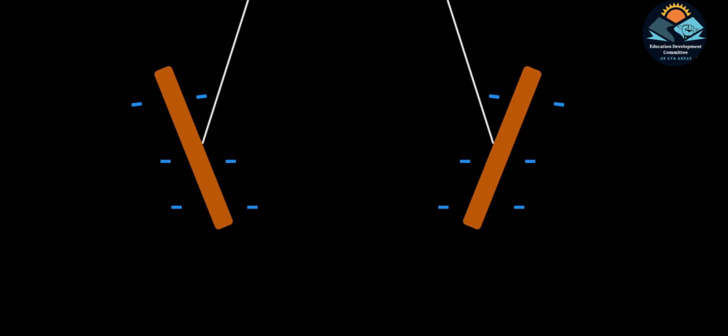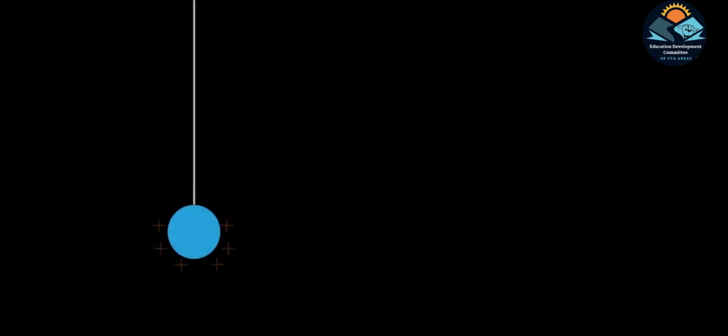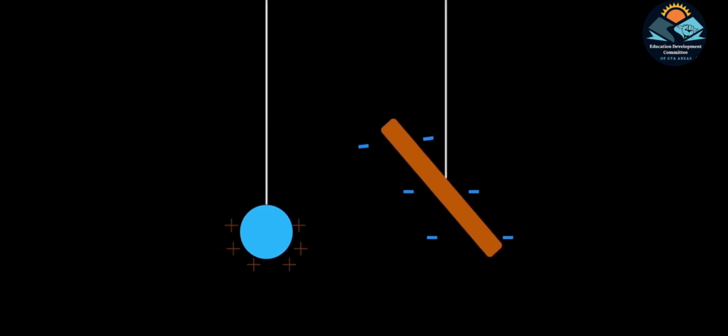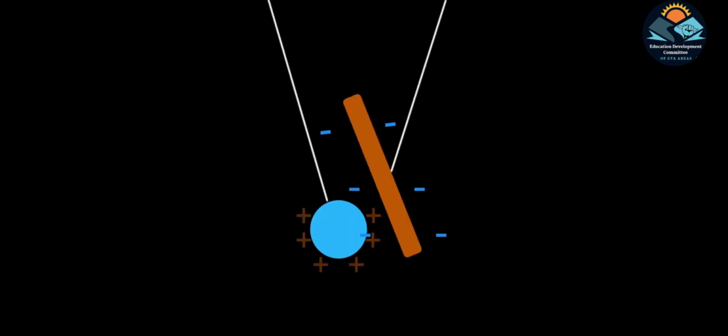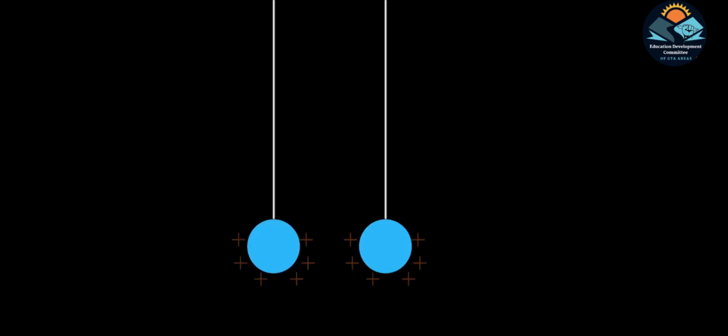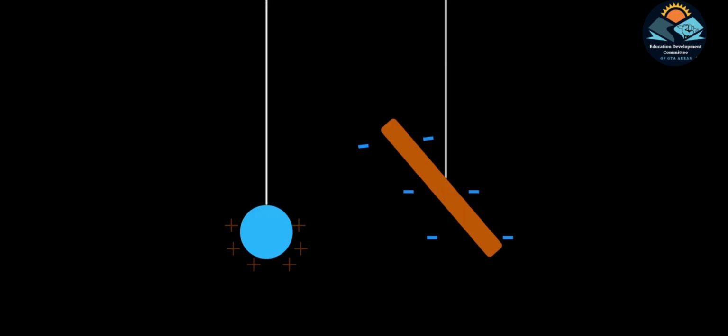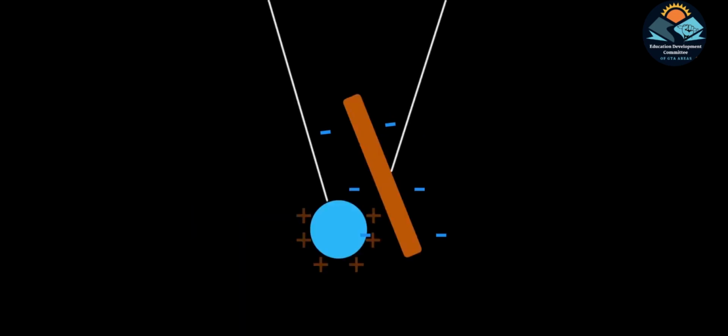But when a glass ball rubbed with silk and an ebonite rod rubbed with fur are suspended close to each other, they are found to attract each other. Since like charges repel and unlike charges attract, these illustrations show that two kinds of charges are developed due to friction.